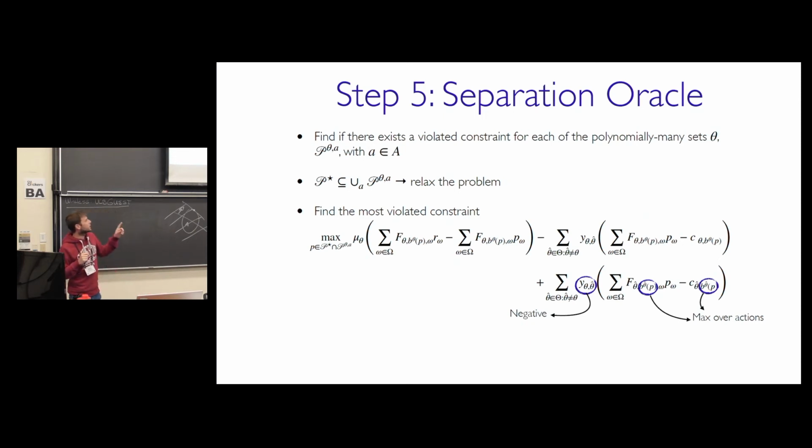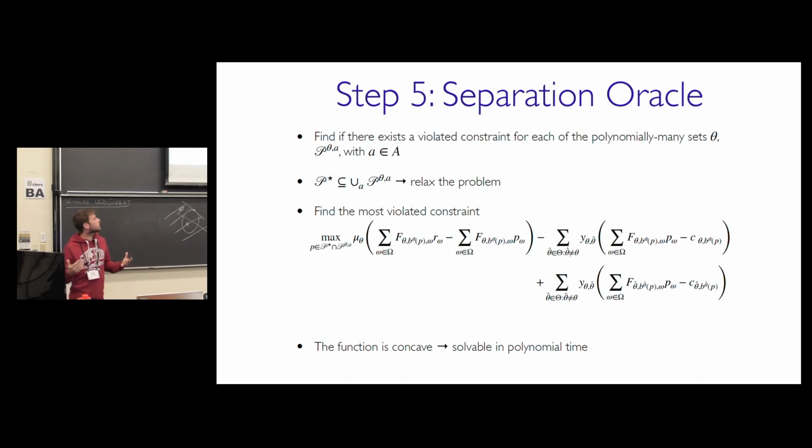Essentially, computing the best responses of the other agents is a max. We are computing the maximum over the set of actions. So this third component is actually concave because we have a minus and a maximum over linear functions. And so the global function is concave and we can optimize over it in polynomial time. So this allows us to build a polynomial time separation oracle, and we can use it to solve our problem.